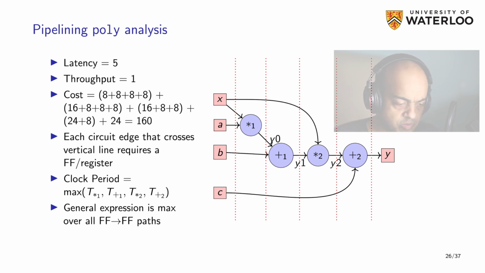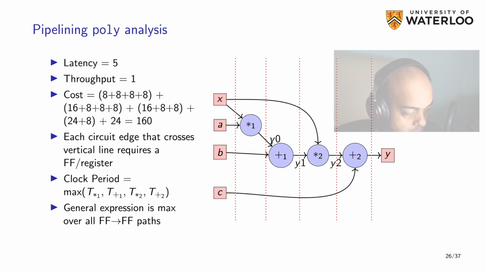So let's now revisit that first example where we extensively pipelined the entire hardware, right? So what we now need to do is start plugging in values for latency, throughput, cost, and clock period, okay? So number one, we're going to start counting latency, right?